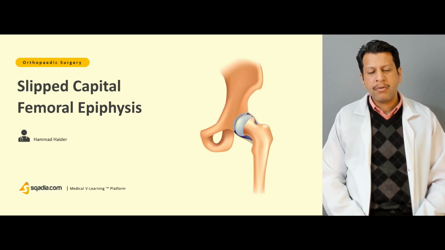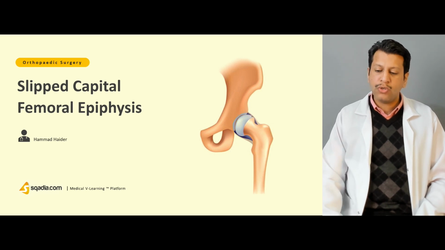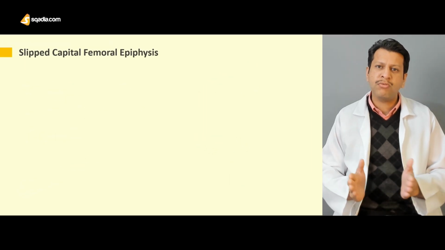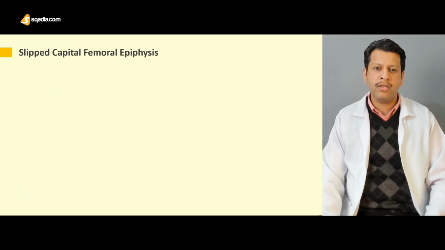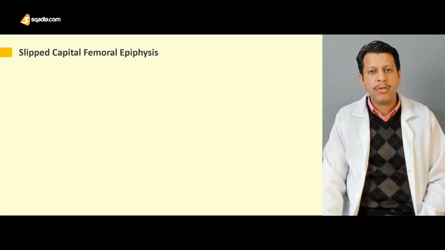Slipped capital femoral epiphysis. It is also called slipped upper femoral epiphysis as well. It is one of the most common hip pathologies in the adolescent age group. Usually, these patients present at the age of 10 to 16 or 18 years. And at the adolescent age, it's actually the most common hip pathology.